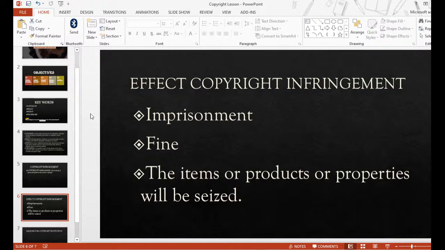One, you will be in prison. Yes, when you break the rules and regulations that govern copyright, you will be in prison. When the person reports you, or when the regulatory body gets to know that this person has infringed upon copyright, they come for you. You go behind bars. You'll be jailed for some number of years or months or days. Yes, you'll be in prison.